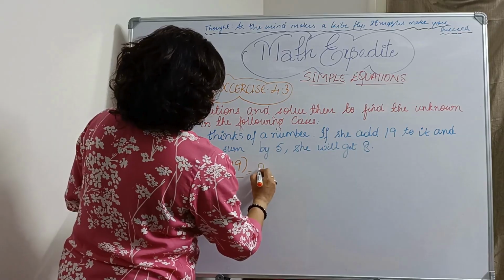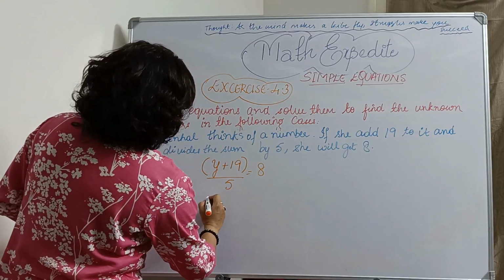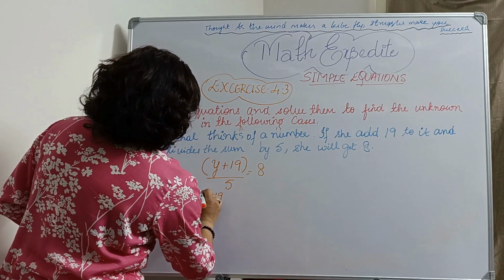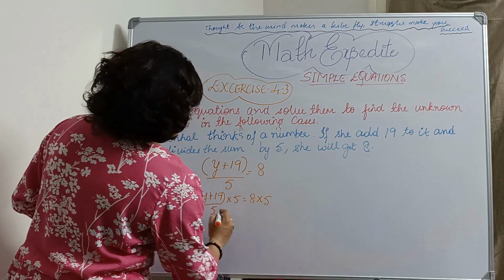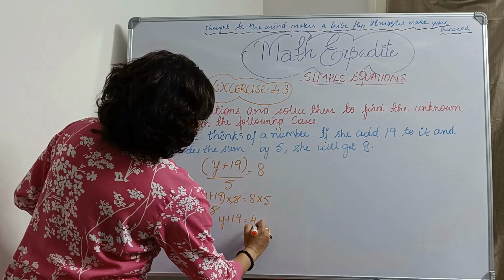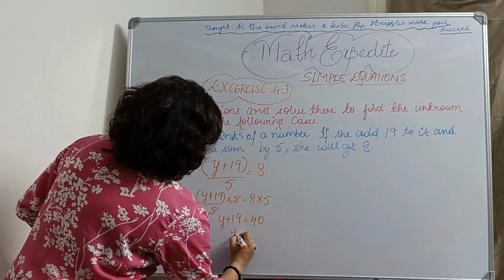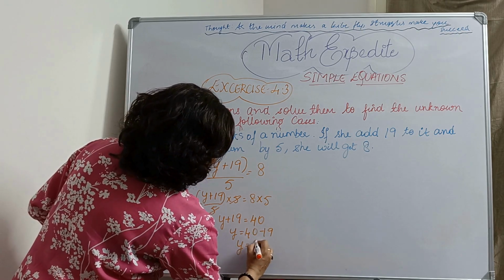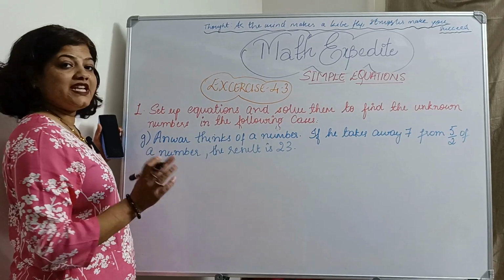She will get 8. So this is the equation. Let us solve it. So now I have to multiply by 5 on both the sides, which is equal to 8 into 5. So this gets cancelled. Y plus 19 is equal to 40. Now what I do? I transpose 19 to the other side. Y equals 40 minus 19. Y equals 21. Okay.